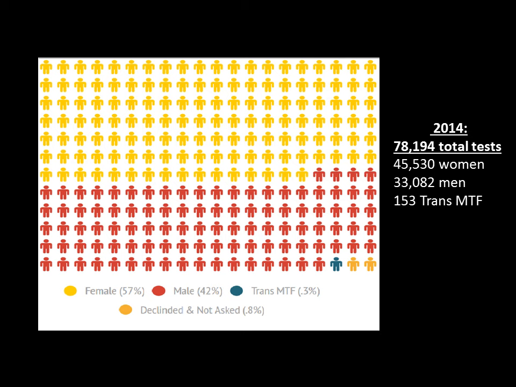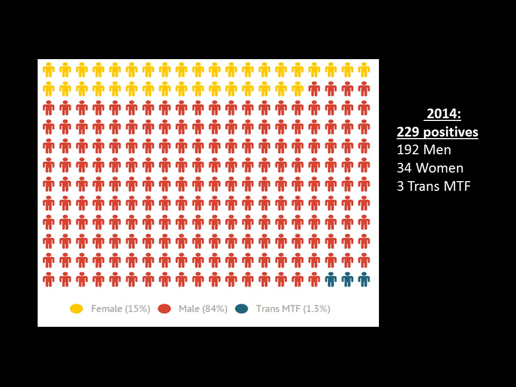less than 0.5% for transgendered male to female individuals. And this chart is just a proportion of the whole. And so this next slide is just the positives. So out of those 78,000 tests, there were a total of 229 positives, and out of those positives, 15% were female, and the vast majority, or 84%, were male, and just a little over 1.3% were transgendered male to female.